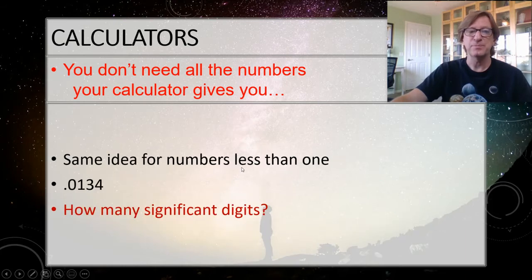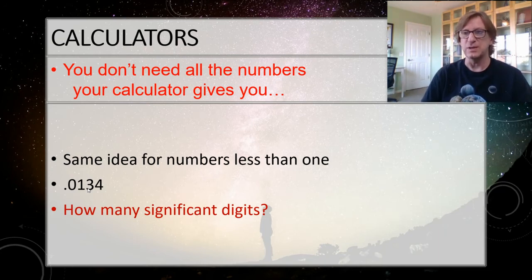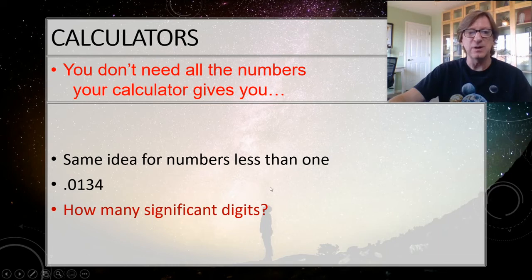Okay. Now, this same idea applies to numbers that are less than 1. So if I have the number 0.0134, we want to know how many significant digits. Well, let's use our little test. You're probably going to say there's either 3 or 4. Those are the most common answers that we get. So if you cover up that 0 right there, is 0.134 the same as 0.0134?